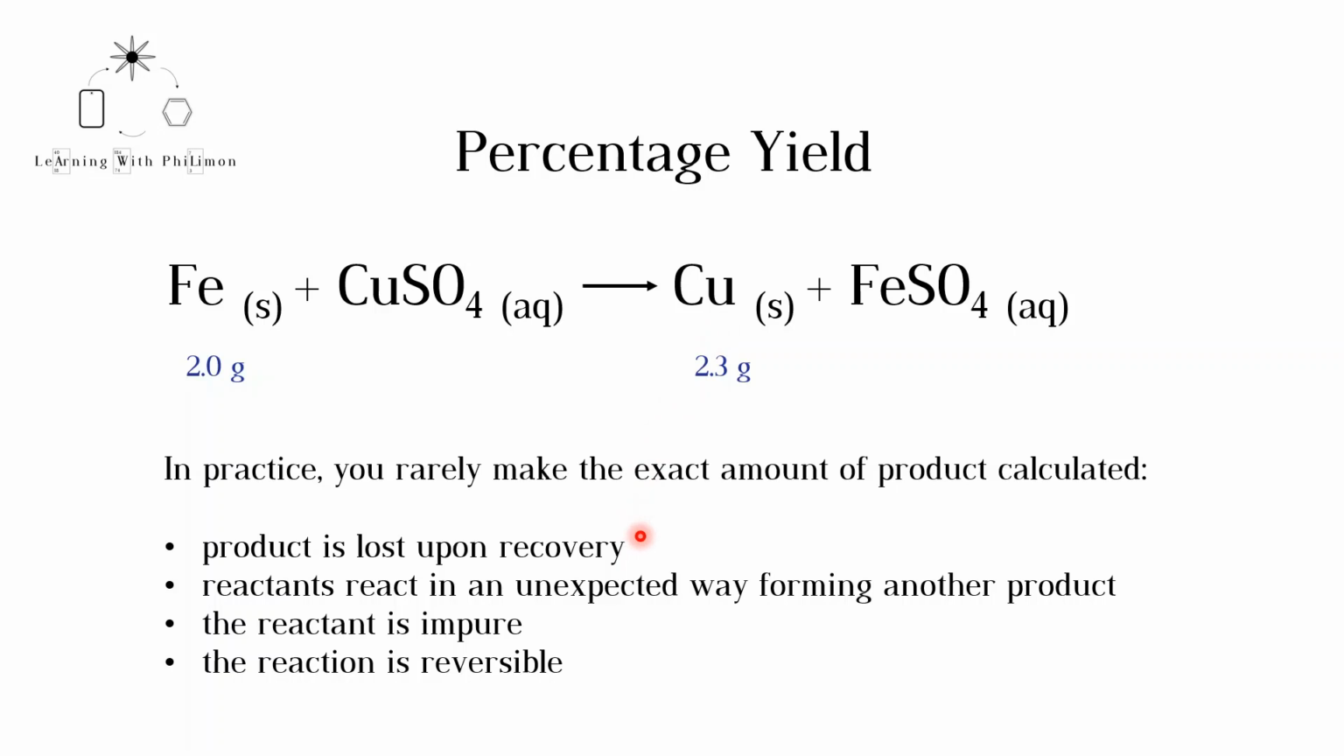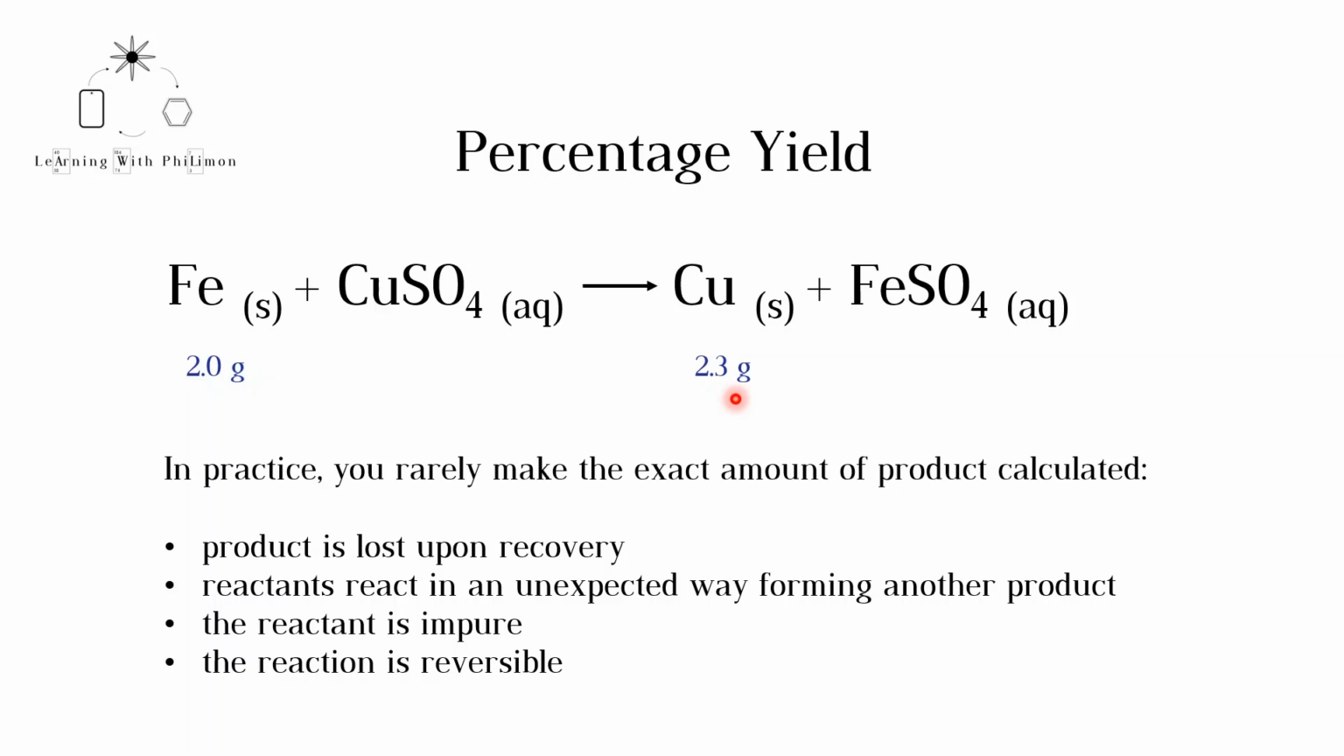In the case of this reaction, you need to filter out the solid copper from the solution of iron sulfate, FeSO4, dry the copper, and then weigh it on a balance. If during any of these processes even a tiny amount is lost, the mass shown on the balance will be less than 2.3 grams. Recovering a solid without losing any of it is tricky, especially if it is a powder.